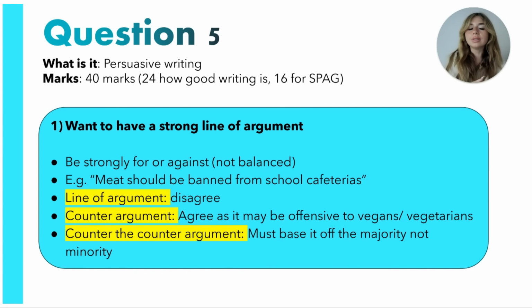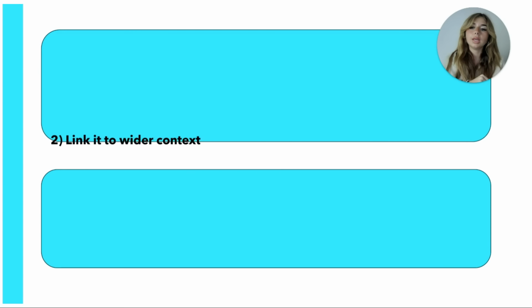We must base it off the majority, not the minority. So I'm countering about the vegans and the vegetarians. I'm linking it back to my point of view, which of course I'm disagreeing with the statement. So I'm going to counter it to show why my opinion is superior and it is better. So that is a good way to do it. Don't be balanced, but have a counter argument and then just counter the counter argument.